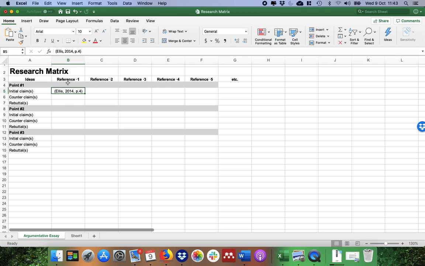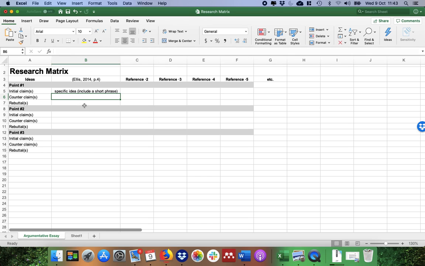I think instead, put the citation here at the top, and then here put the idea, the specific, I'm going to stress the word specific idea here, and include a short phrase. Again, this is just to jog your memory as to what the main idea here is that relates to this particular claim. So keep it short. Specific idea, include a short phrase. I would not include direct quotes. I would paraphrase the ideas here.